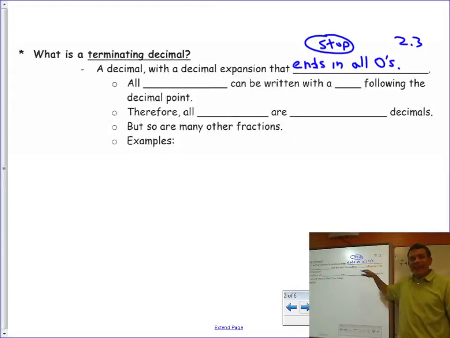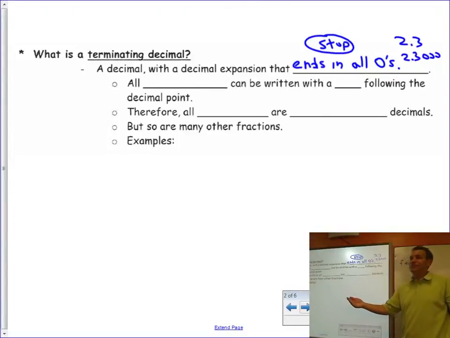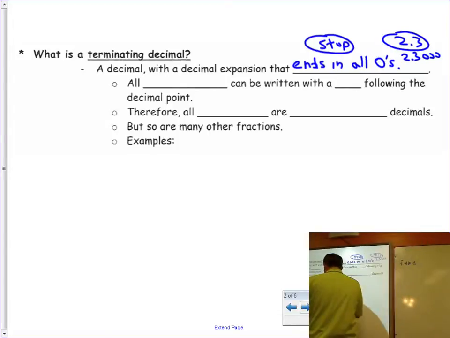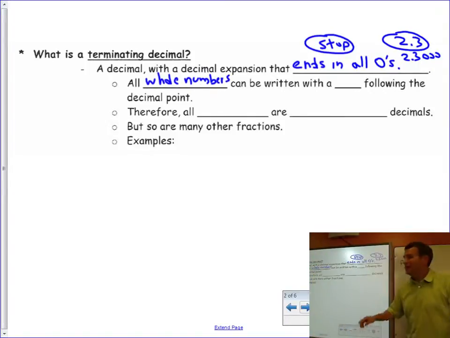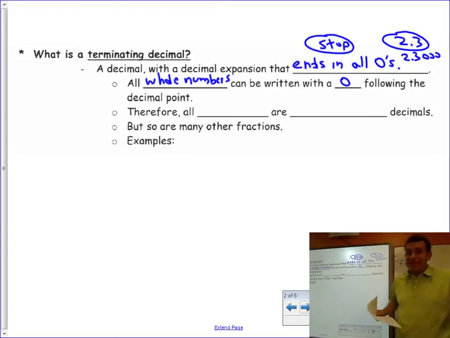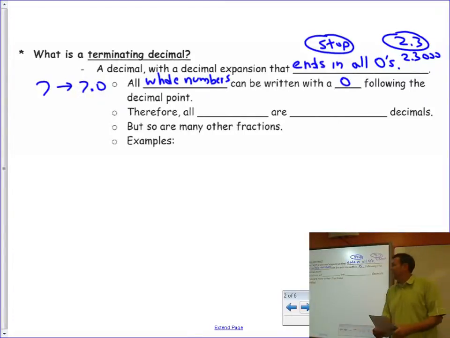Now technically they say it ends in all zeros because you could write 2.300 and you could tack on as many zeros as you want, and that does not change the decimal. It's still 2.3. But I kind of prefer to think of it as a decimal that stops or terminates. All whole numbers can be written with a 0 following the decimal point. Like you can take the whole number 7 and you can write it as 7.0. That makes a whole number, even though it doesn't kind of look like it has a decimal in it, a whole number like 7 is a terminating decimal.